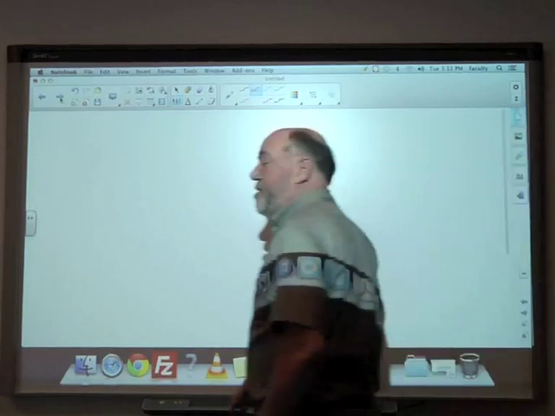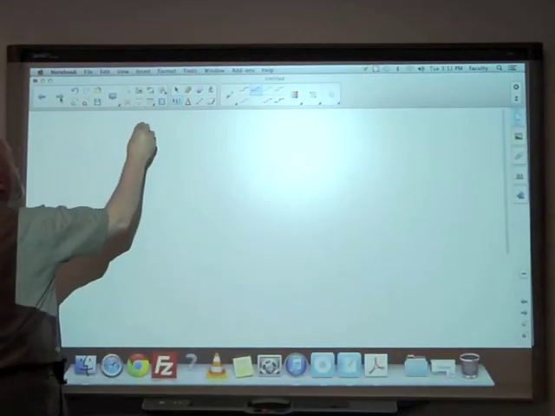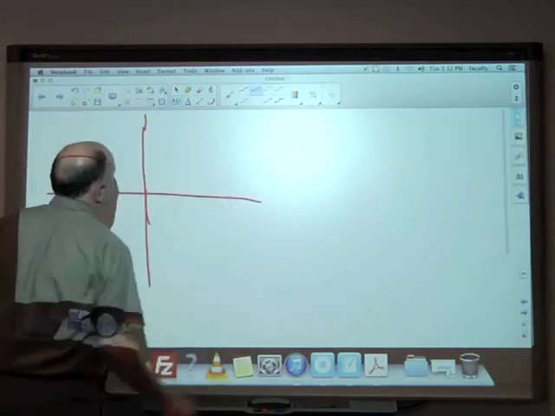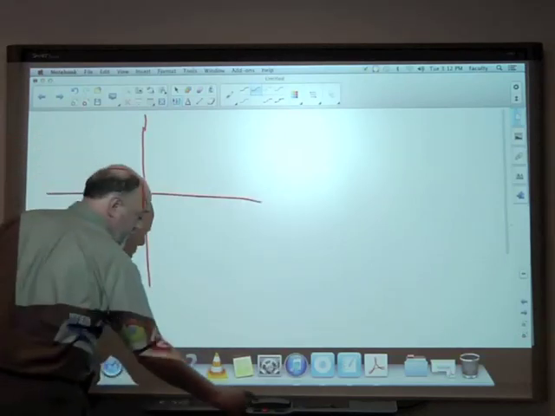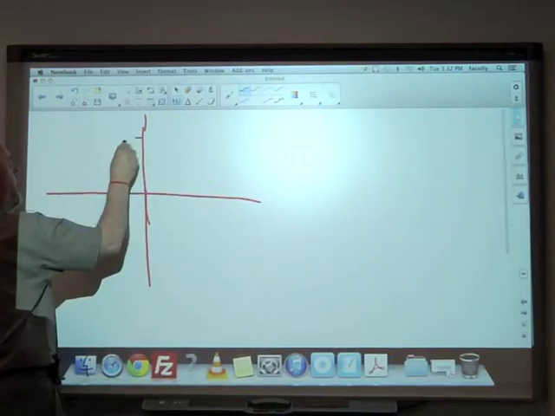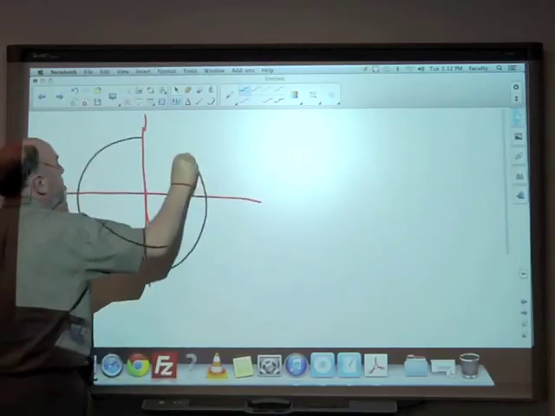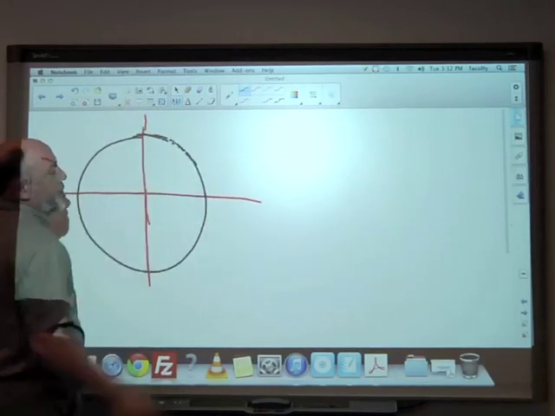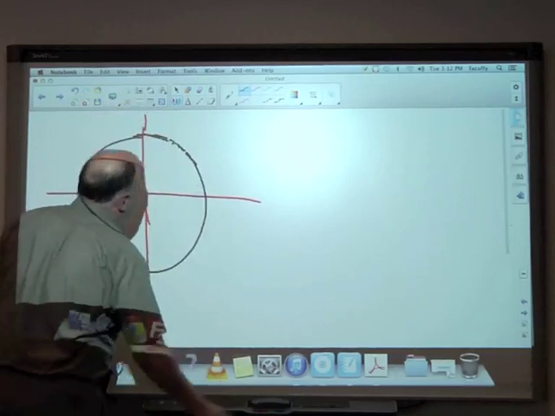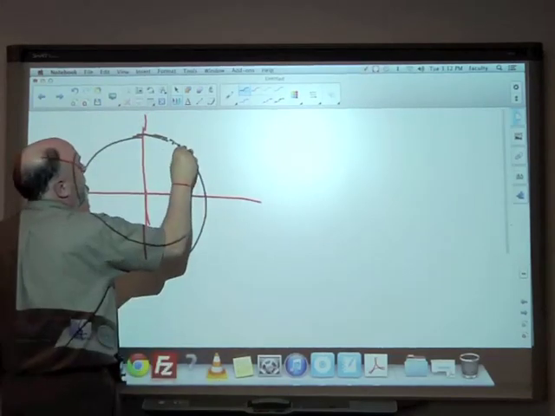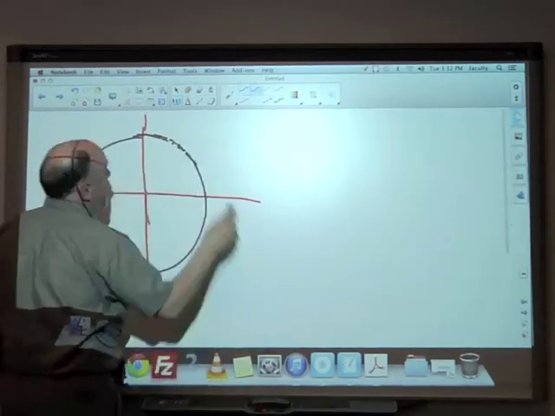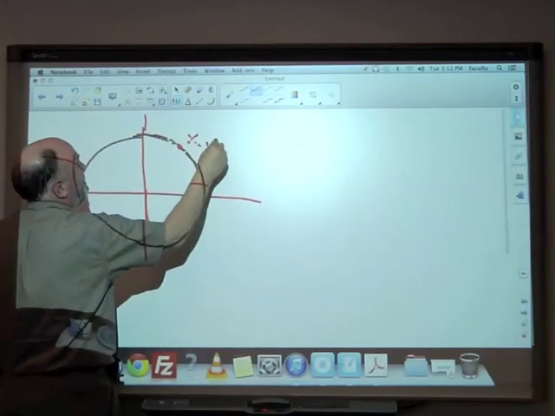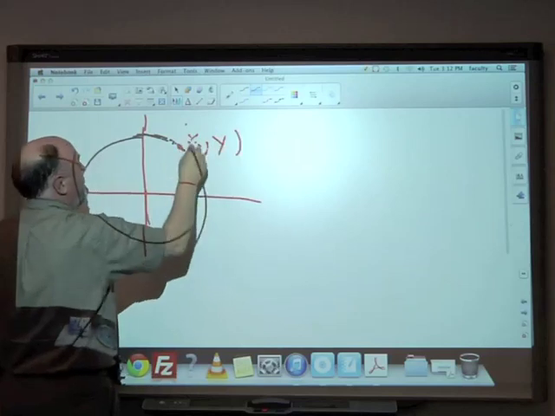Well, in terms of my trig functions, again, I have a circle. And I have a point on the circle. Here's my point on the circle. The coordinates of that point are going to be given by x and y, whatever they may be.